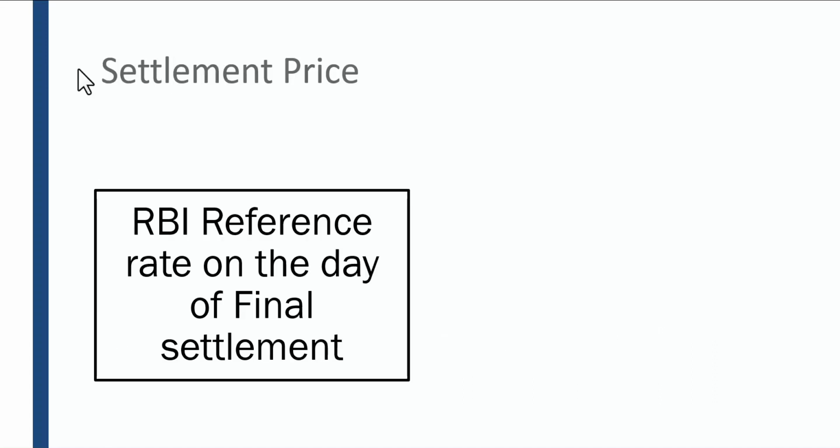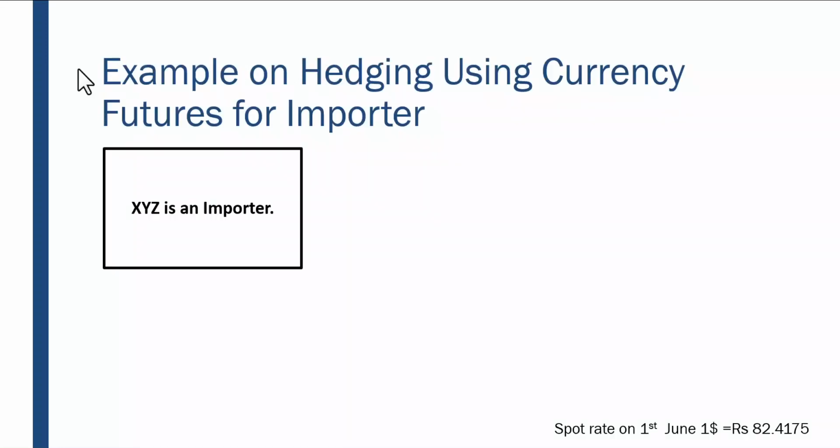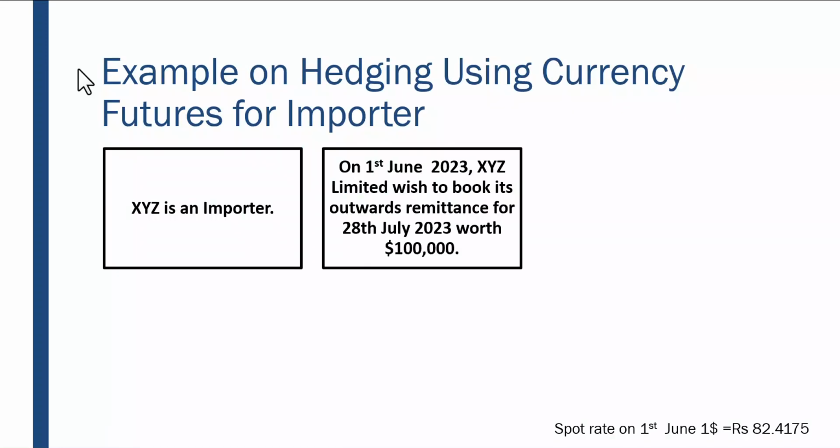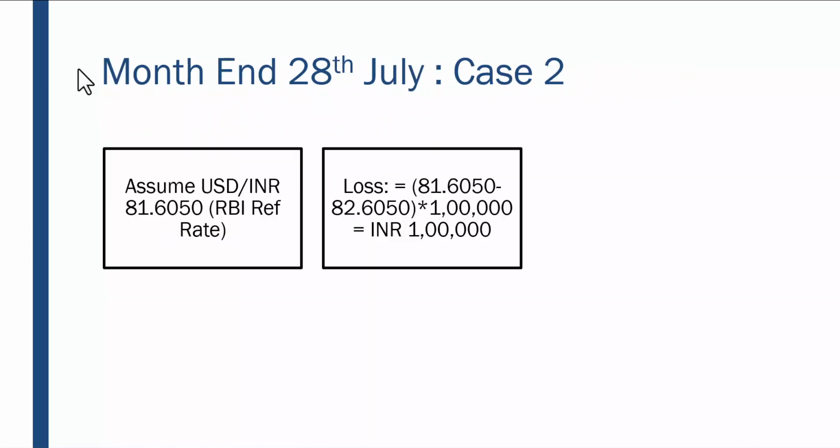Fine. The settlement price is the RBI reference rate on the day of final settlement, the closing price of the spot. Now this was just some theory part which I explained. Now let's talk about yet another case.